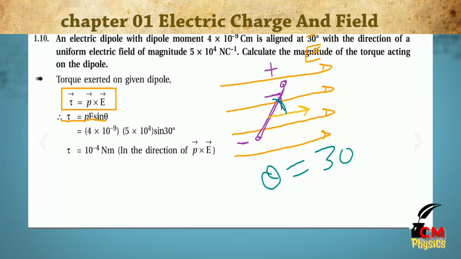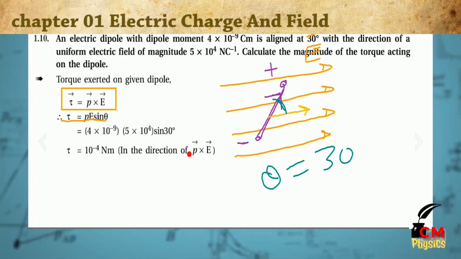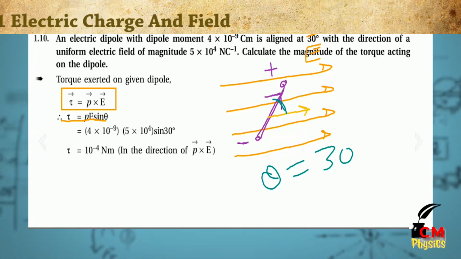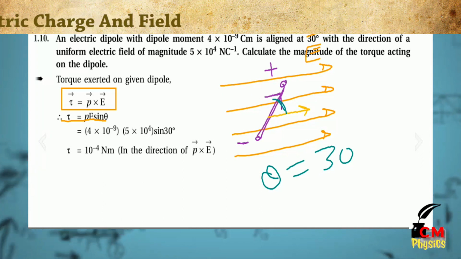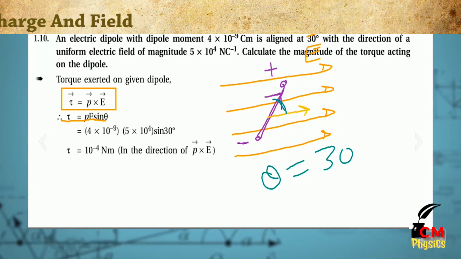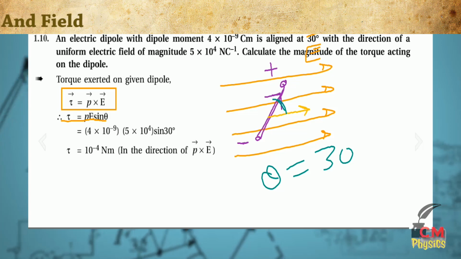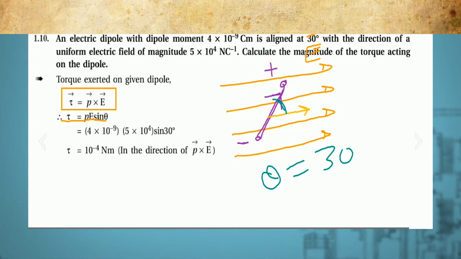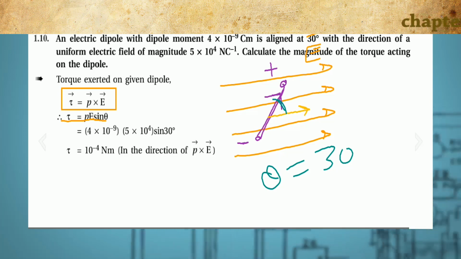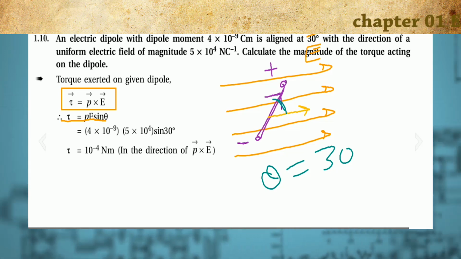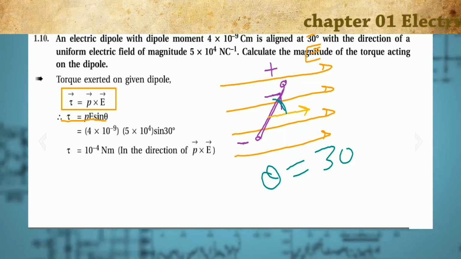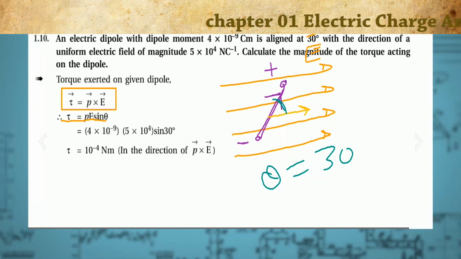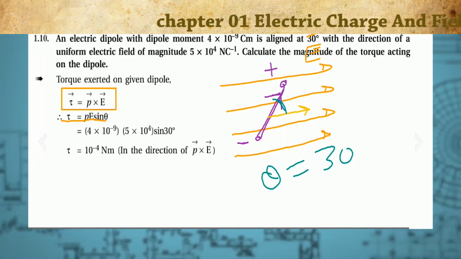P cross E means perpendicular to the plane of P and E. P and E lie inside the plane of paper, the direction of dipole is inside that. The torque tau is equal to P cross E. It's a very simple question. It's based only on the torque on the dipole when it is placed within the uniform electric field.